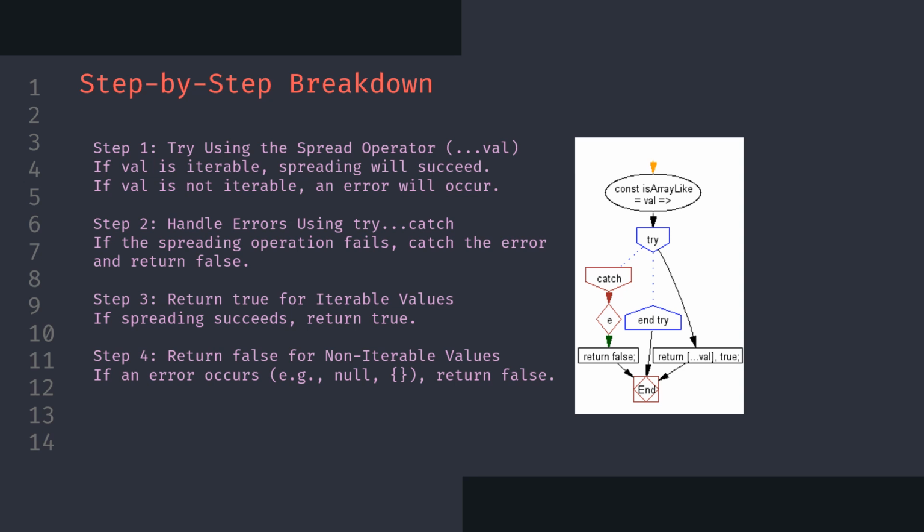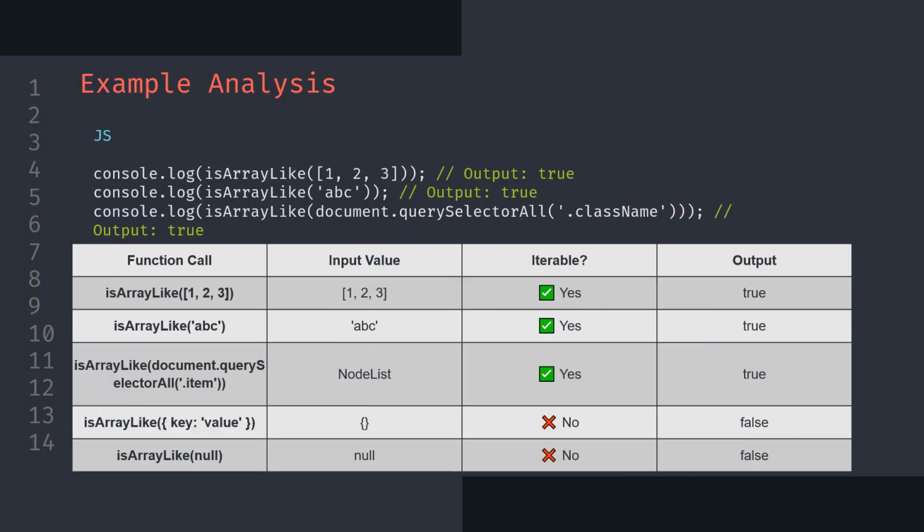The try-catch block allows us to handle errors gracefully, ensuring stability. This function correctly identifies array-like values by checking whether they support iteration. Objects and null fail the test because they do not have iterators.